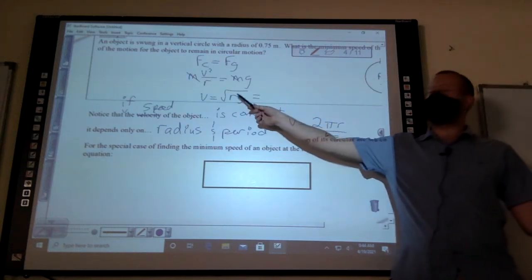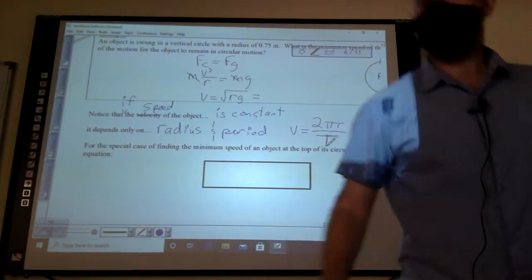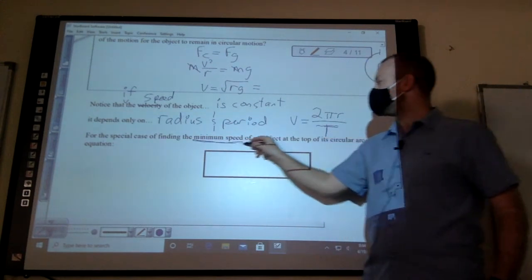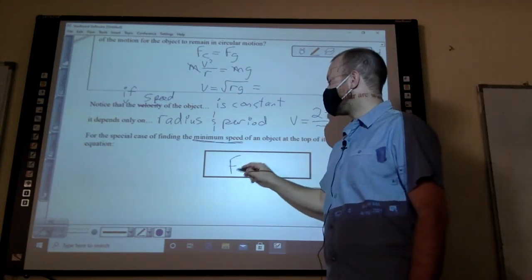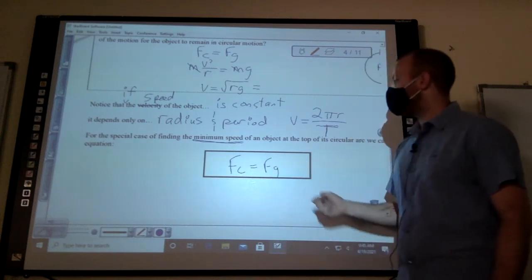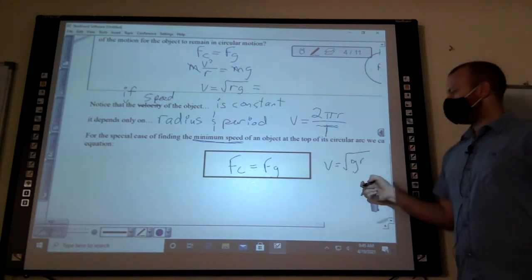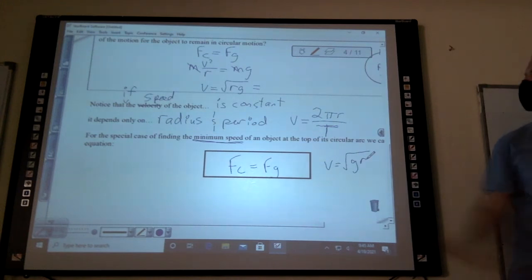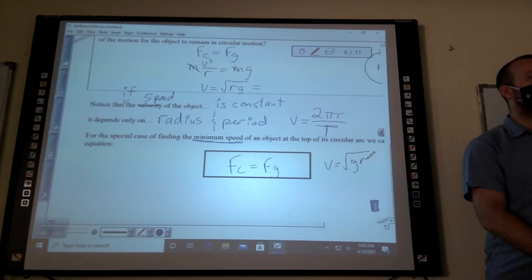It has to be the radius here, so you'd have to divide it by 2. Whenever you're finding a minimum speed for an object at the top, we've got this equation. Fc equals Fg, and because of this, the velocity is equal to the square root of gr. That's just a special case that's used often enough that it warrants having its own special equation. Good with this?